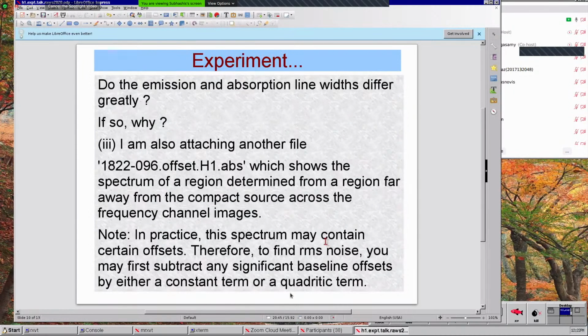So the next question is, of course, do the emission and absorption line widths differ greatly? If so, why? I have already given you hints as to why the HI neutral medium, which is seen mostly in emission and where absorption dominates, has more tau. That means the absorption depth. So whichever has more optical depth will contribute.